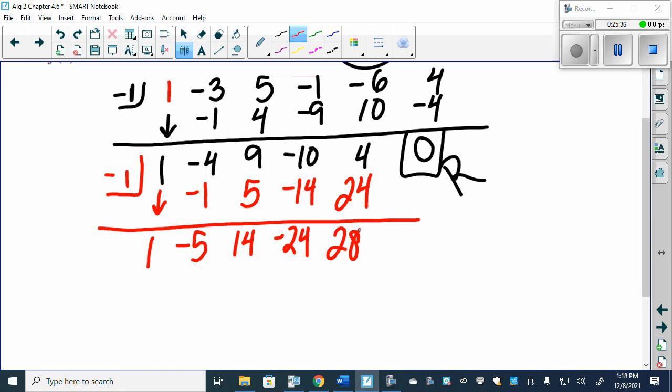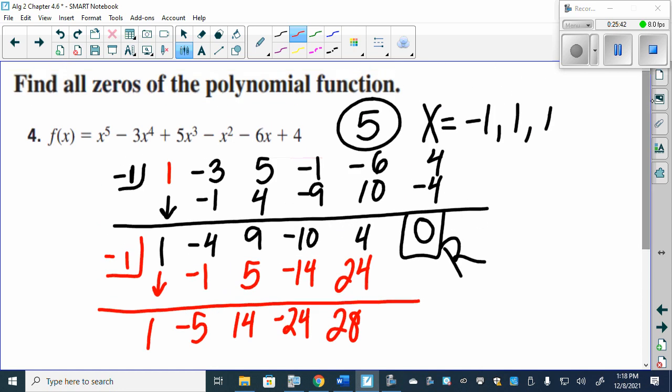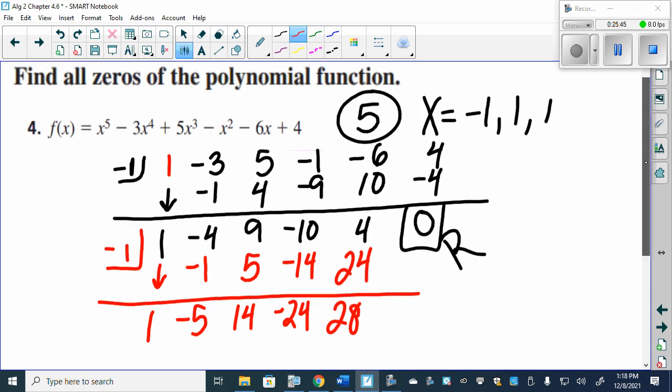24. So is negative 1 a solution? No. Because what was our other two numbers? 1 and 1.